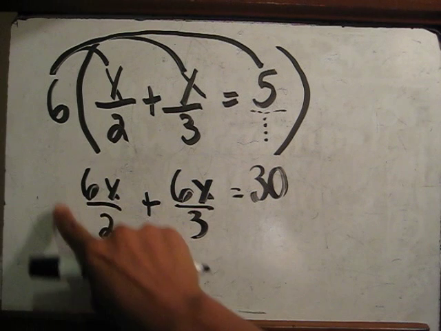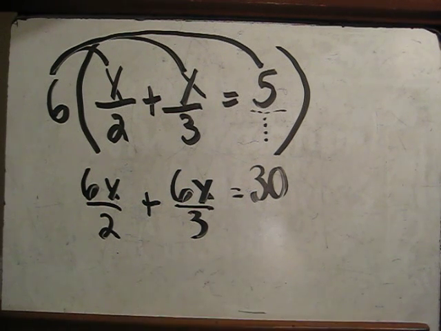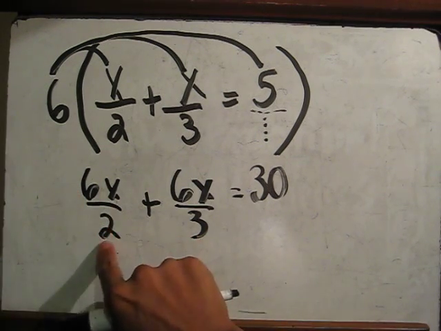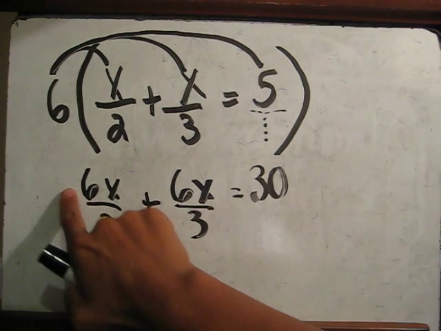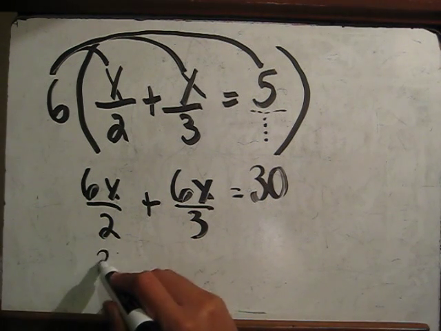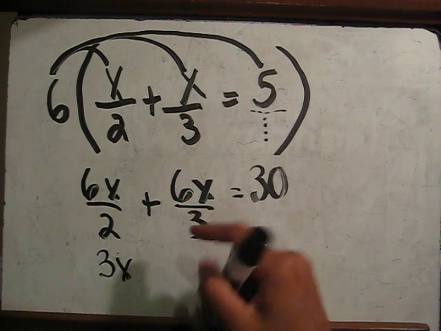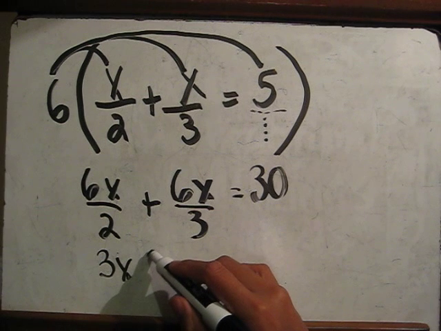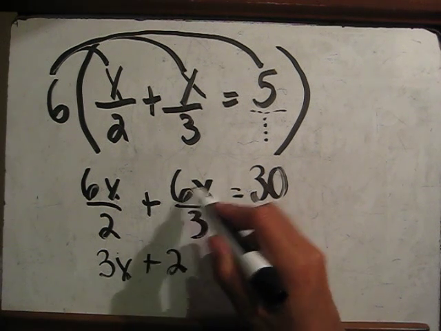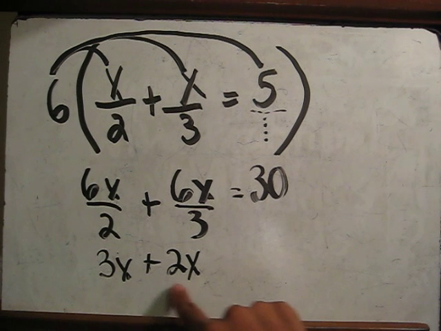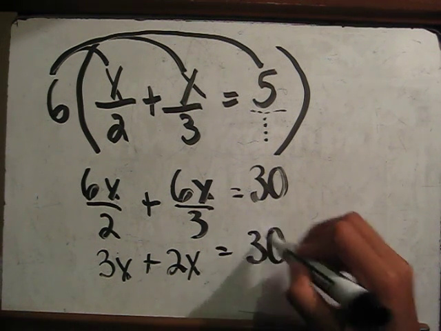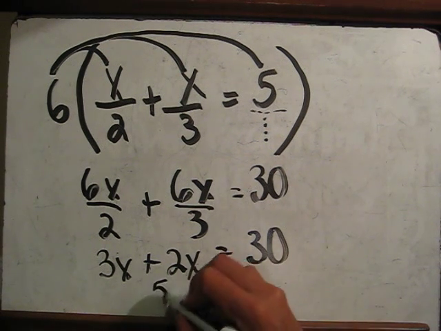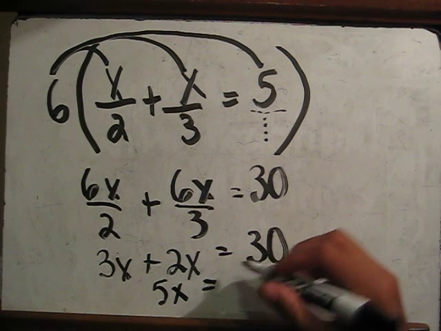Now by looking at this, we can simplify these fractions. 6x over 2, 6 divided by 2 is just 3, so this becomes 3x. And then positive 6x divided by 3 is 2x. So this becomes 3x plus 2x equals, and bring down that 30. Now we can combine like terms. 3x plus 2x equals 5x, and bring down that equals 30.